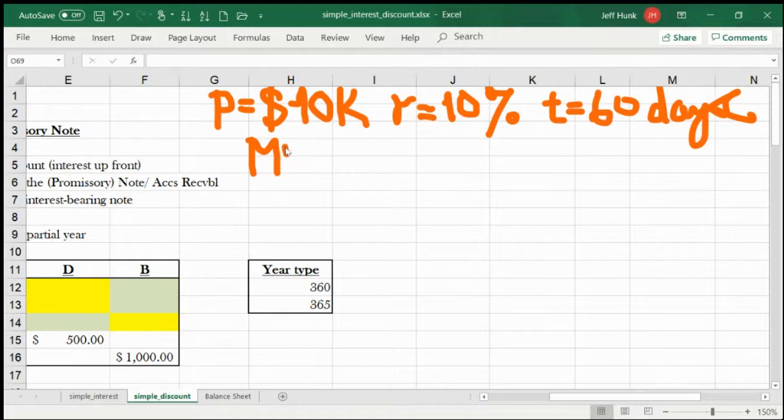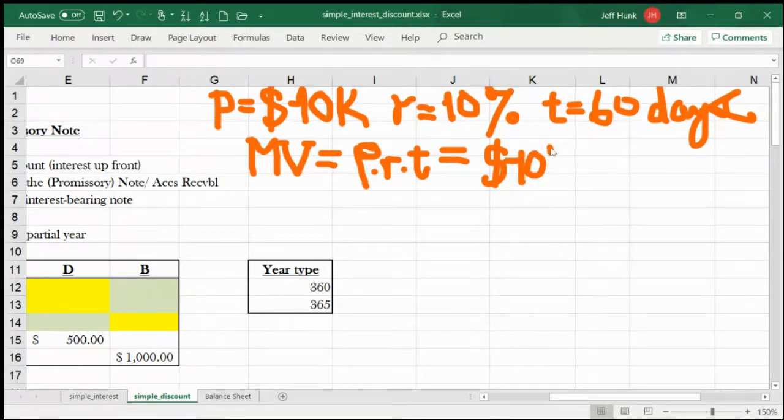Then what's the face value of the promissory note? We call that the maturity value now, because at maturity, that's the same thing as future value. What's the maturity value? We all know it's principal times R times T, and this T is in years. So the maturity value will have to be 10K times 0.1.